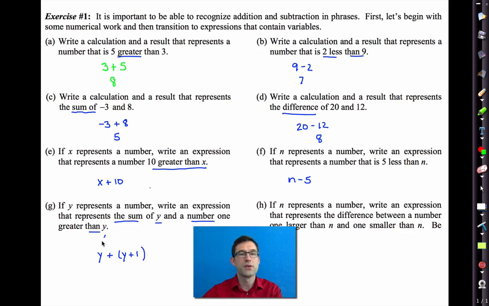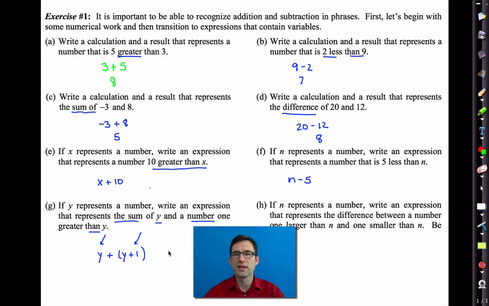All right, so the sum of y and a number 1 greater than y. I don't want to do anything else with that. It can eventually be written as 2y plus 1, but all I'm looking to do here is translate, not simplify or anything else. All right, letter H.